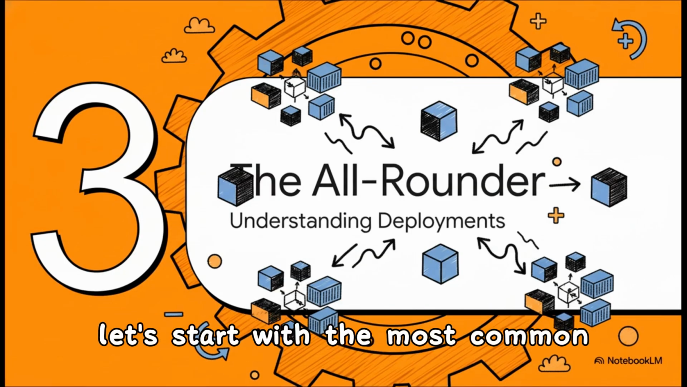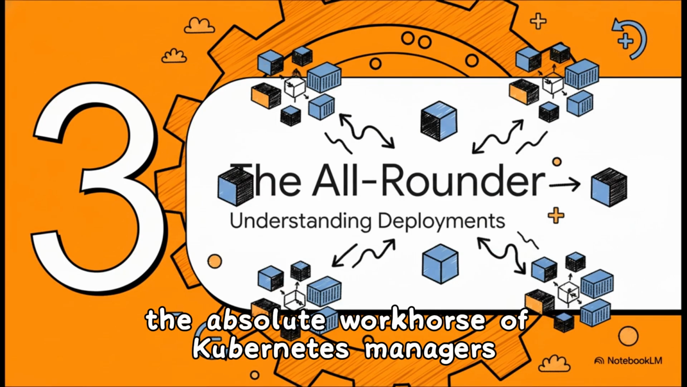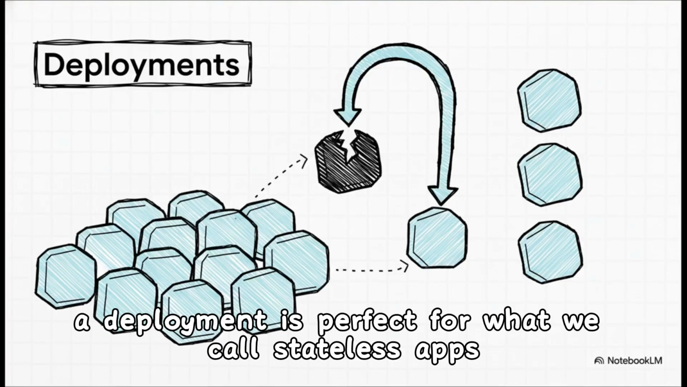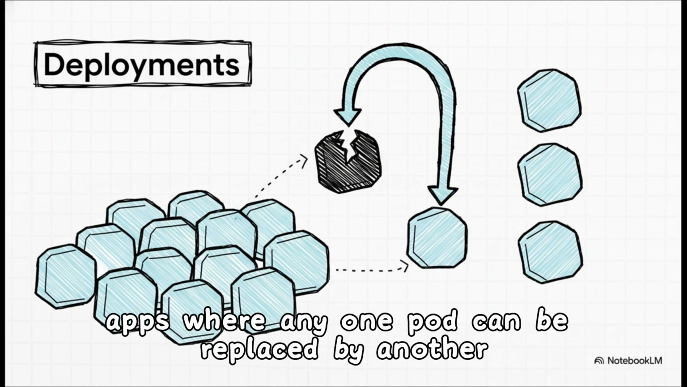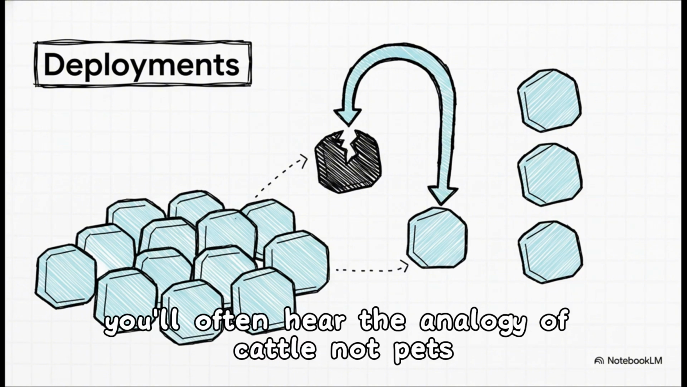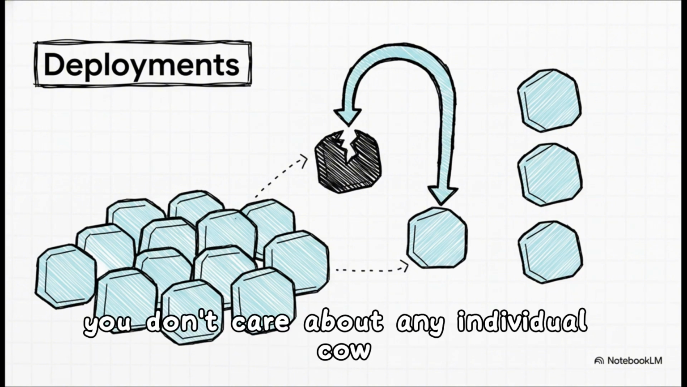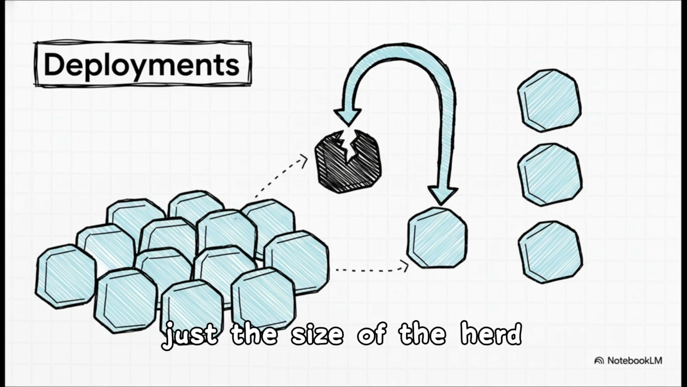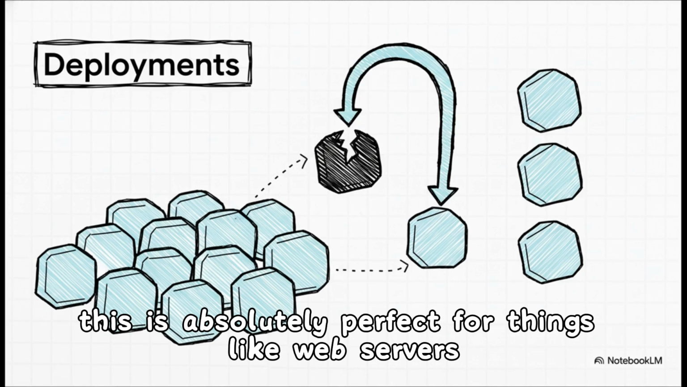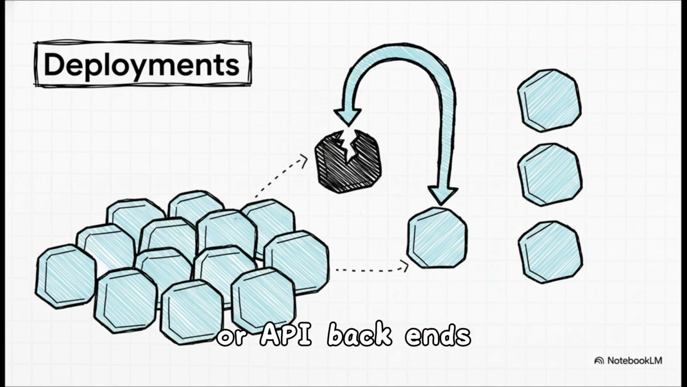All right, let's start with the most common, the absolute workhorse of Kubernetes managers, the deployment. A deployment is perfect for what we call stateless apps. Apps where any one pod can be replaced by another without causing any problems. You'll often hear the analogy of cattle, not pets. You don't care about any individual cow, just the size of the herd. If one gets sick, you just get a new one. This is absolutely perfect for things like web servers or API backends.